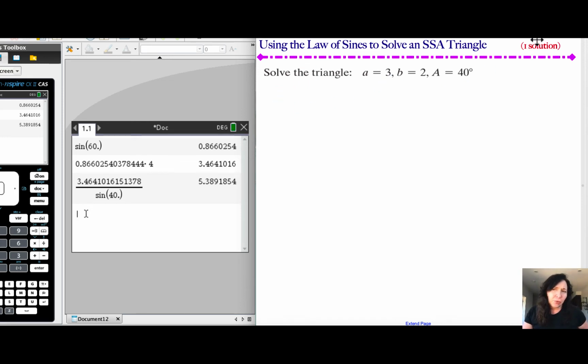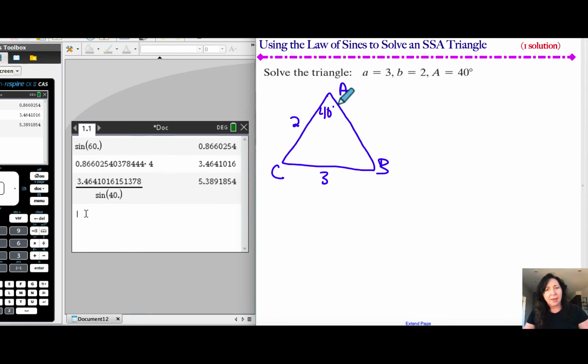Example 2 is a 1 solution. And so we're going to go through that. Let me draw my triangle again. So new triangle, with vertices A, B, and C. We have angle A is 40 degrees. We have little a is 3. We have little b is 2. And again, we have side-side-angle. Alert, it's ambiguous.